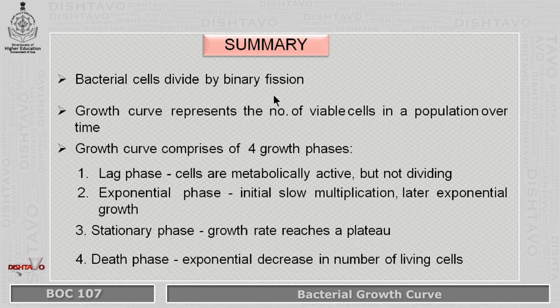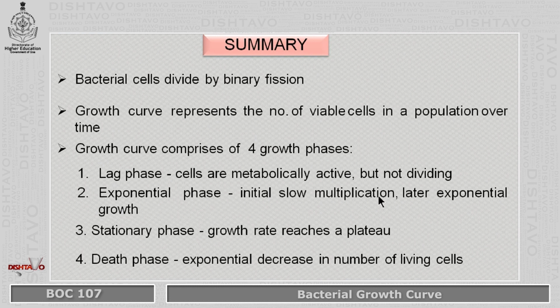We have seen that the bacterial cells divide by binary fission. The growth curve represents the number of viable cells in a population over time. Then we saw that the growth curve comprises 4 growth phases, which are as follows. First one, lag phase, where the cells are metabolically active but not dividing.